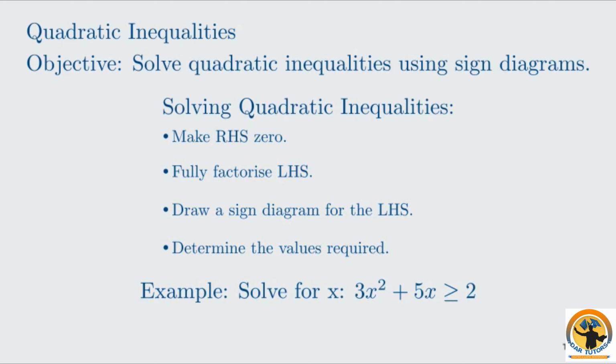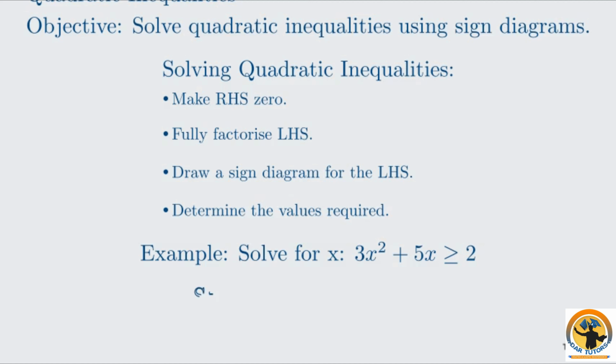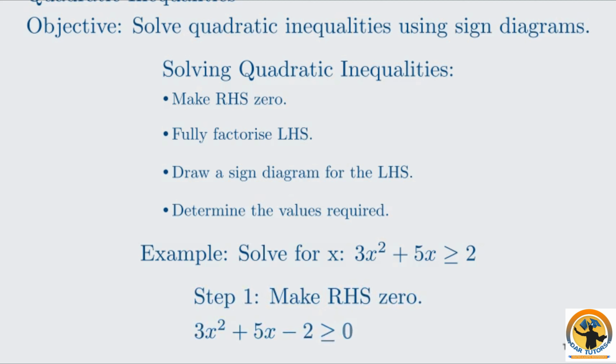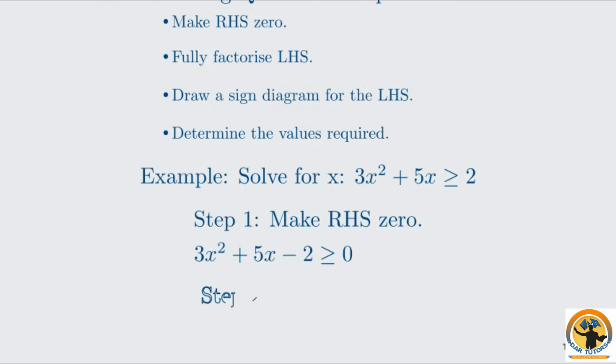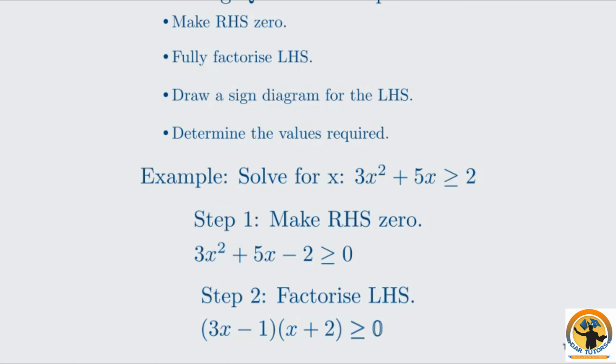Step 1 is to make the RHS 0. We subtract 2 from both sides to get 3x squared plus 5x minus 2 is greater than or equal to 0. Step 2 is to factorize the LHS. We factor the quadratic expression to get the quantity 3x minus 1 times the quantity x plus 2. The inequality is now (3x minus 1)(x plus 2) is greater than or equal to 0.